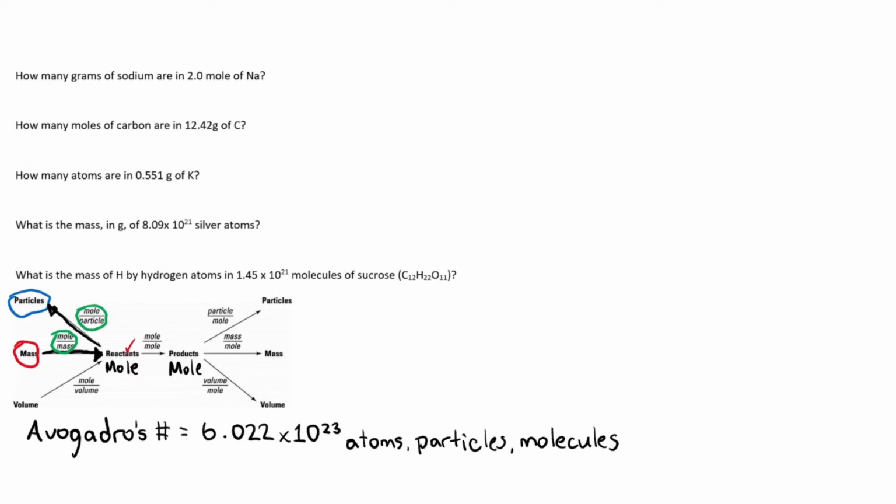And the next one, what is the mass in grams of 8.0 times 10 to the 21 silver atoms? So this is just the reverse of the last question. Now you're going from particles or atoms into mass. So it's the same question, just in reverse. So we're going to start with 8.09 times 10 to the 21, and that is going to be atoms.